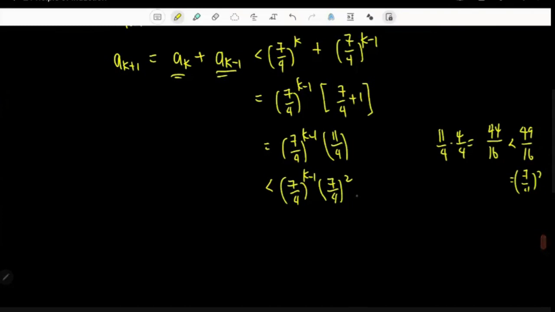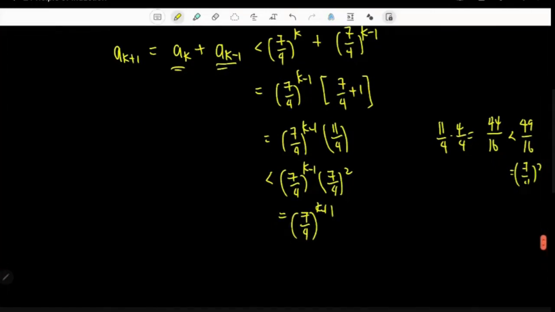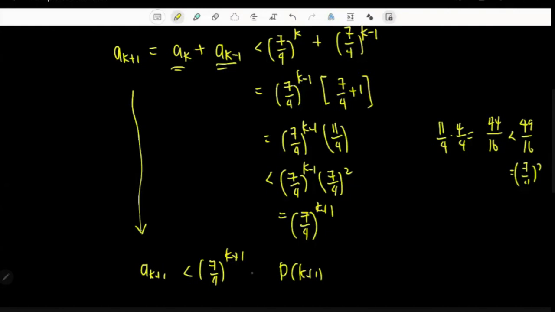But this term here, if you look at it, is actually equal to 7 over 4 raised to k plus 1. So what do we have? From the beginning, we have a sub k plus 1, and this is less than 7 over 4 raised to k plus 1, which is our statement for k plus 1. So that means this implies p of k plus 1 is true.